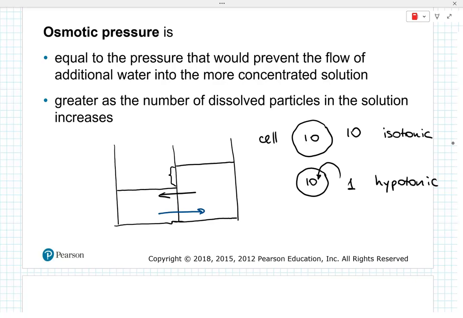Expand, right? Now, if a cell doesn't have a cell wall, like human cells, then this expansion will eventually break the cell. Make sense?